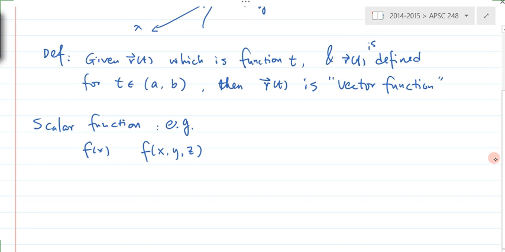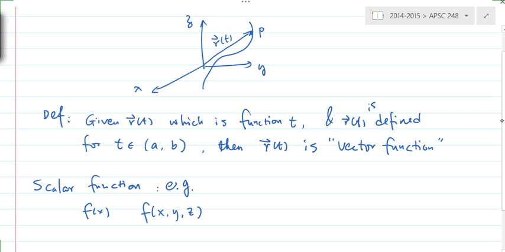The other point you should always remember is that r of t here is what we call a vector function. If it's easier to understand, you can think of it as basically a position vector.